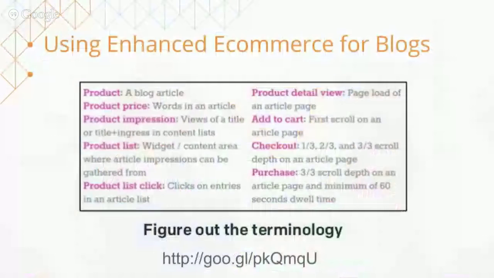And he was talking about using Enhanced Ecommerce for blogs because it's a really powerful tool, but he has a blog, not an e-commerce store, right? So what he did was he actually figured out how the terminology with Enhanced Ecommerce actually related to a blog post. So a product was a blog article, and product price was the words in the article. And similarly, you can see all of the terminology here on the screen. There's also a short link out to his blog post on this.